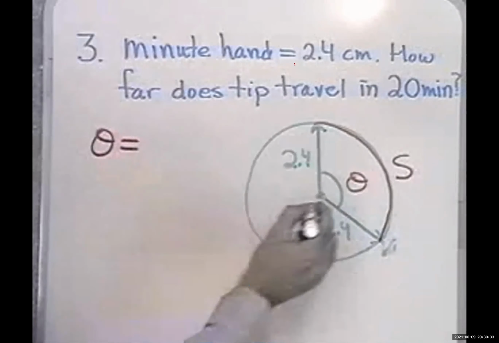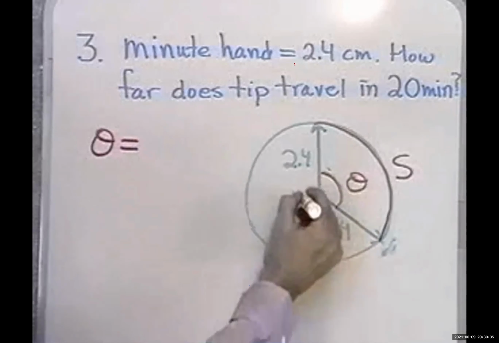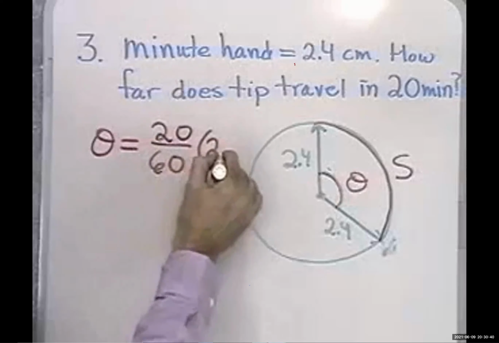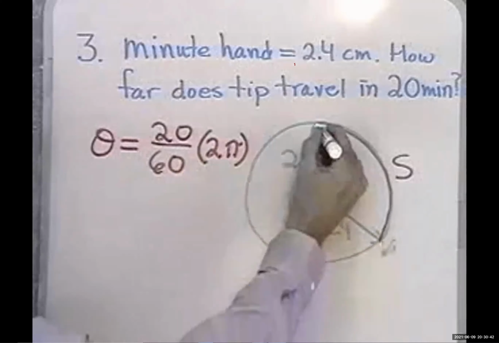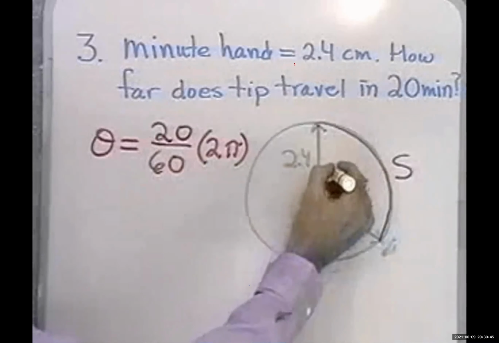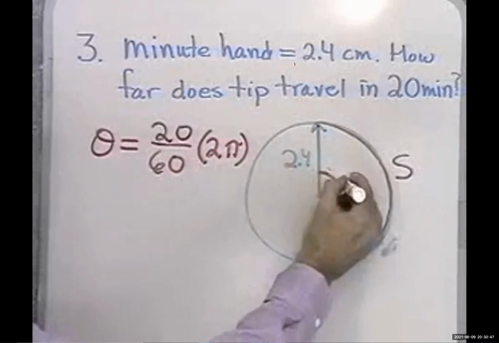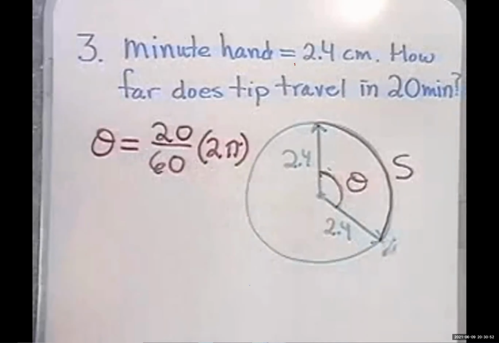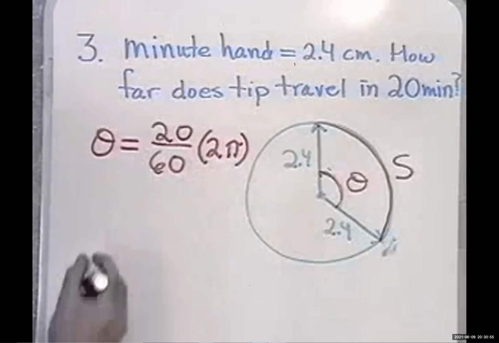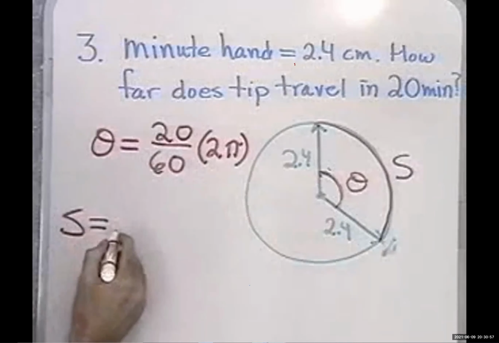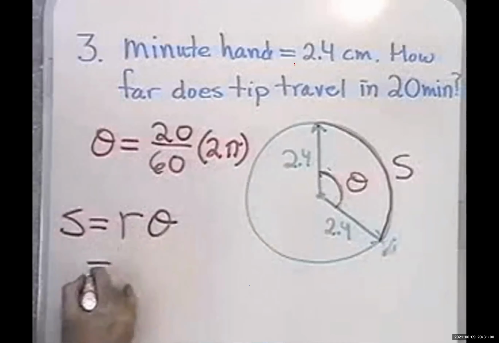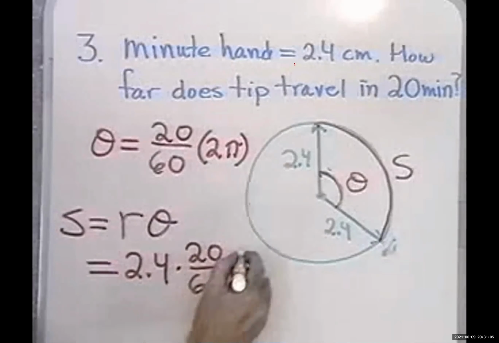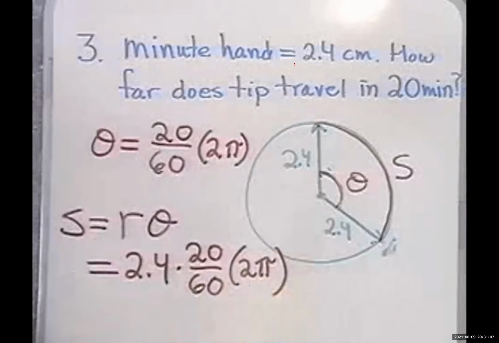Well, I need to find this angle theta, so let's see. Theta is equal to, well, this is 20 minutes. Once around would be 60 minutes, so 20/60th times 2 pi. I know once around the circle will be 2 pi radians for this angle right here, and so I'm going 20/60th of that, so I'll have 20/60th times 2 pi. That will be my angle theta, and theta will be in radians. So S, the distance it travels, is R times theta. R is equal to 2.4 times 20 over 60 times 2 pi.